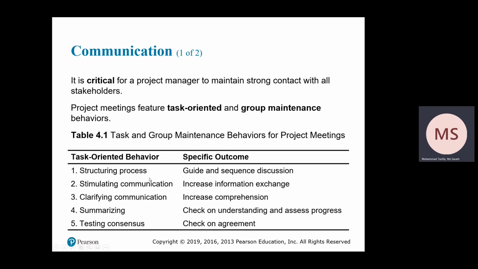These are some of the task-oriented behaviors that can appear in a meeting. First is structuring process, where you want to guide and sequence the discussion. Then stimulating communication to increase information exchange, clarifying communication to increase comprehension, summarizing to check on understanding and assess progress, and lastly testing consensus to check on agreement. These are the tasks that will happen in the project meeting.